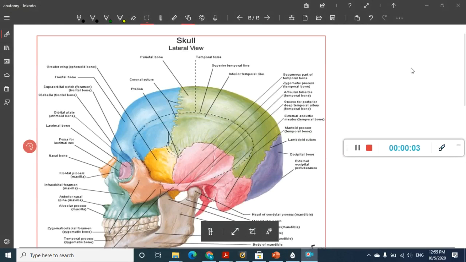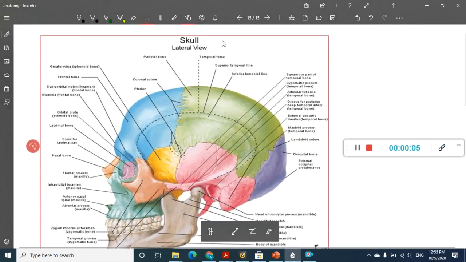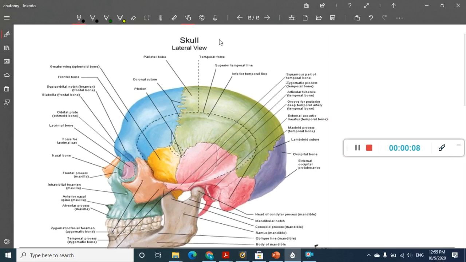The third picture which you see in Netter's Atlas is the lateral wall of the skull. This lateral wall of the skull has one more name, which is called norma lateralis. So first we will see the bones which you are going to see in the lateral wall of the skull, and then we will see the rest of the things which are necessary.